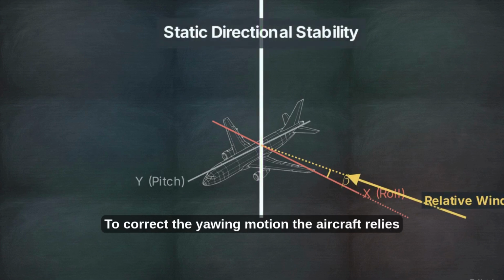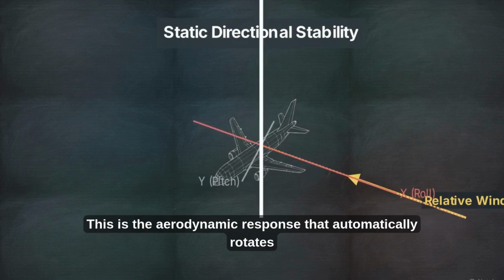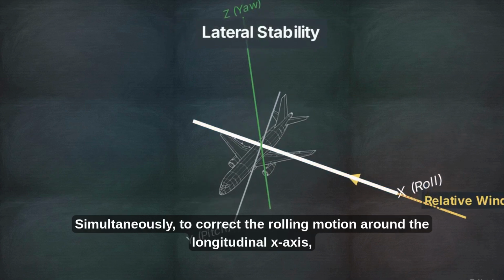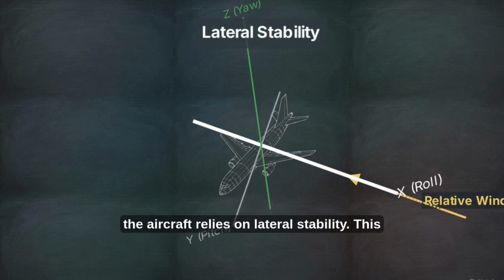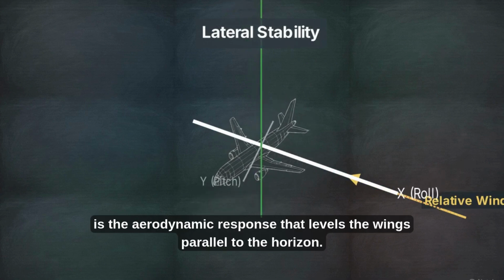To correct the yawing motion around the vertical z-axis, the aircraft relies on static directional stability. This is the aerodynamic response that automatically rotates the nose back into the oncoming wind. Simultaneously, to correct the rolling motion around the longitudinal x-axis, the aircraft relies on lateral stability. This is the aerodynamic response that levels the wings parallel to the horizon.